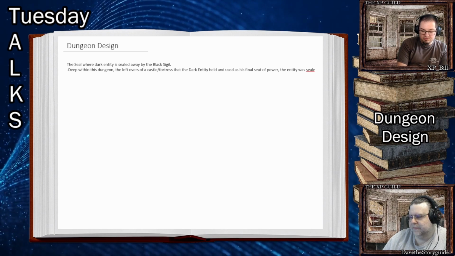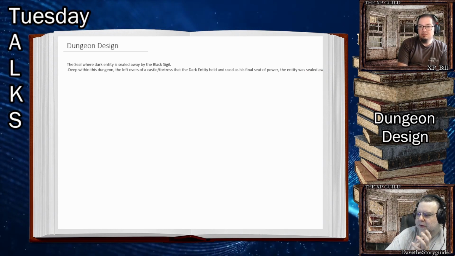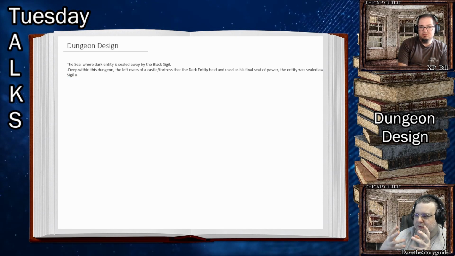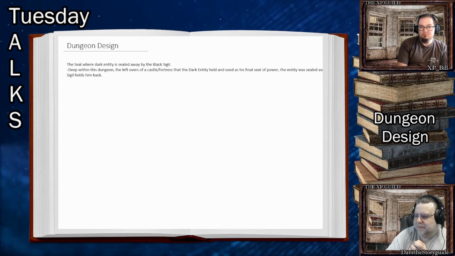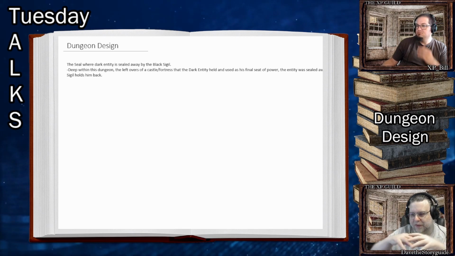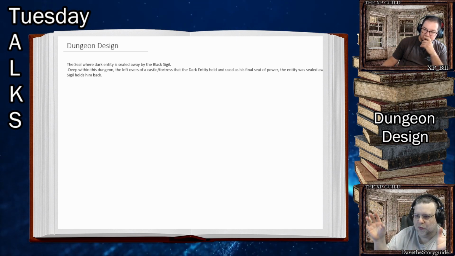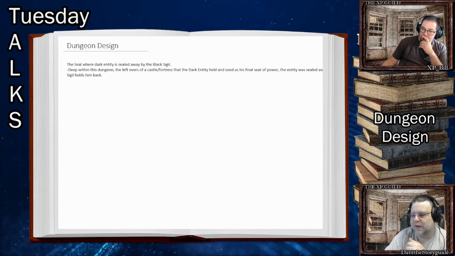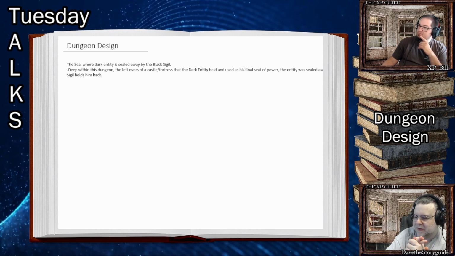Sealed away. Yeah, essentially, the dungeon itself is where the dark entity is entrapped. It is where these ley lines are seeping out of and corrupting the wood, and thus the altars, and thus everything else that we talked about in the previous, first part of this series.